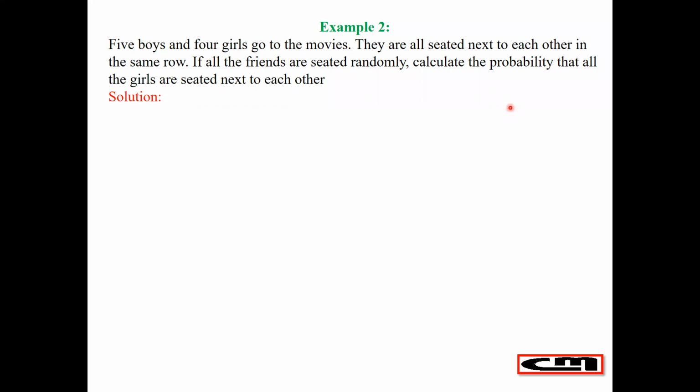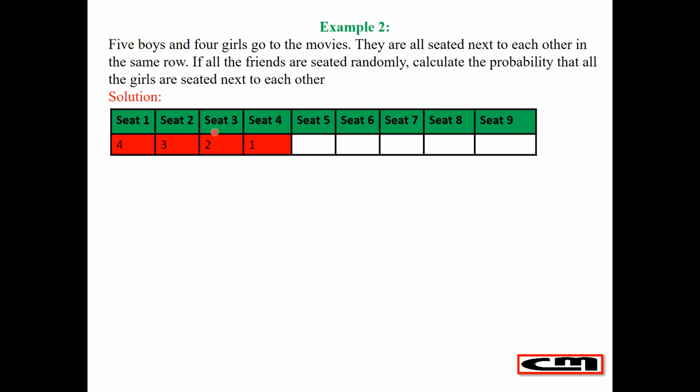So to start with, we are saying here are the 9 seats, but I want the girls to always be next to each other. And how many girls do I have? 4. So the girls are going to occupy 4 seats, 1 up to 4. But we need to know in how many ways the girls can sit on those 4 seats.